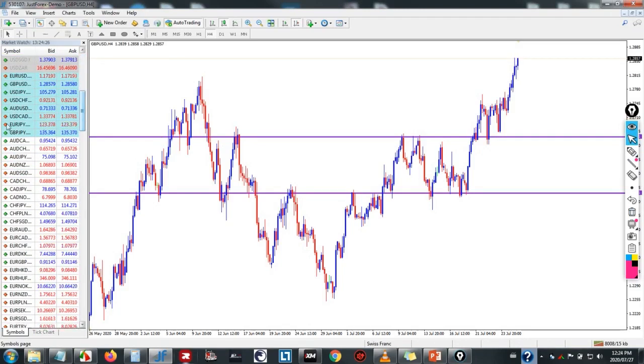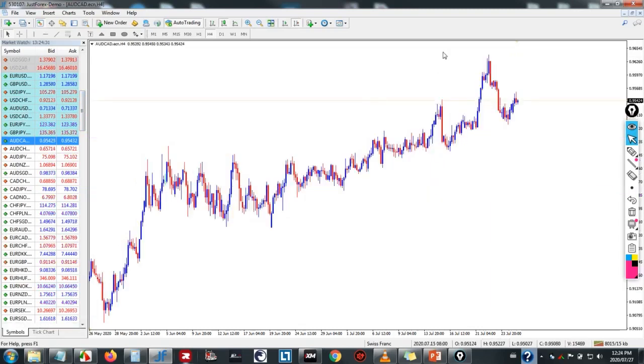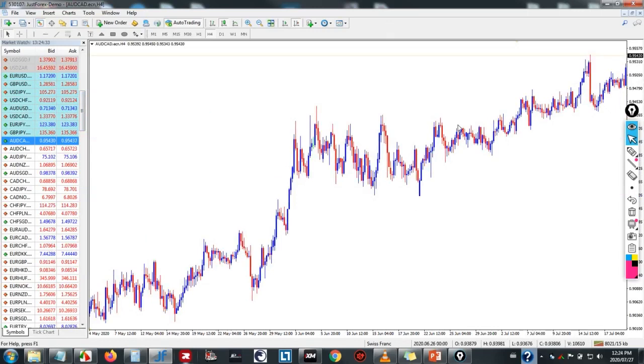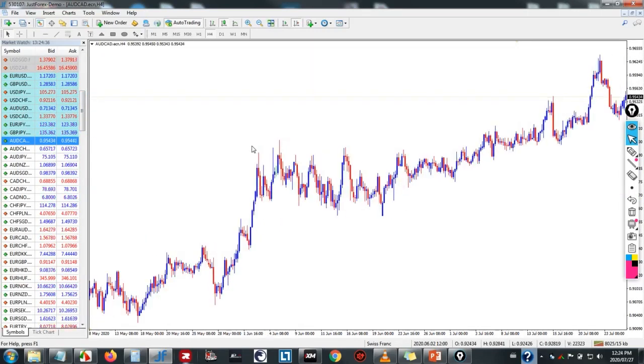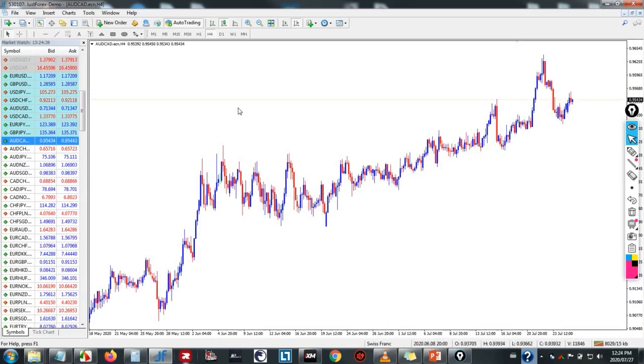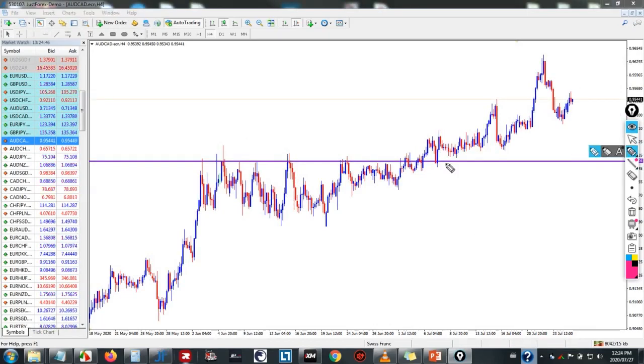Let's go to AUD CAD and identify support and resistance. I can see a minor, some sort of resistance here. Why? Because the market tested it for the first time, the second time, the third time, and it was strongly rejected, and rejected, and rejected. So all this time we knew this is a resistance.